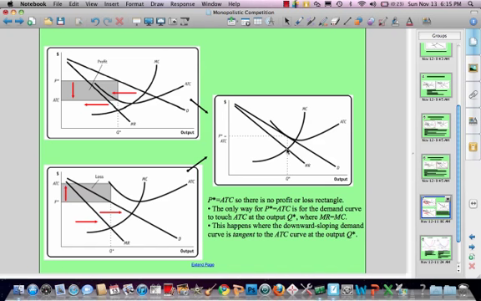The only way for price to equal average total cost is for the demand curve to touch the average total cost at the output Q. So that's an important thing to remember. We have a point of tangency between the average total cost curve and the demand curve. This happens where the downward sloping demand curve is tangent to the average total cost curve at the output Q. You can see again that point of tangency.